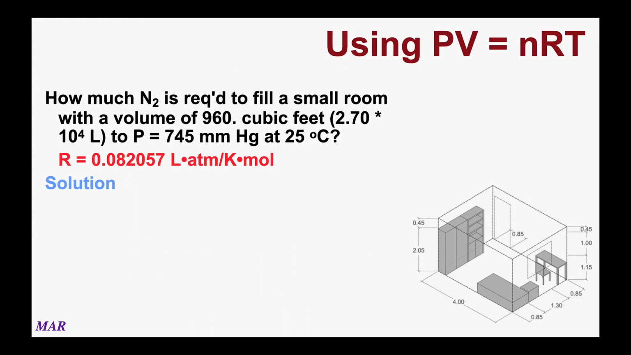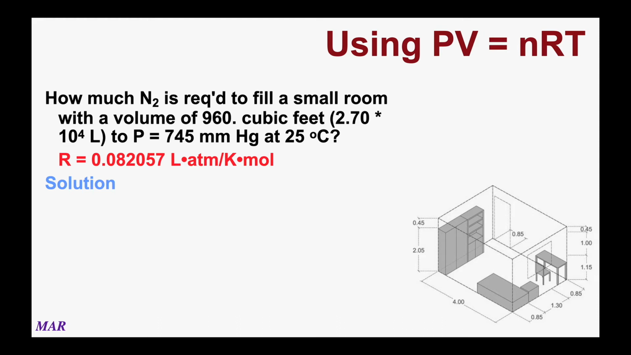This is a kind of problem where the ideal gas law can be really useful. Let's say that we wanted to fill a small room with nitrogen gas, all right? And the small room is 960 cubic feet. Excuse me, but that's a real ugly unit. So I converted it for you there. 960 cubic feet equals 2.70 times 10 to the 4th liters. And we want to fill the room up to a pressure of 745 millimeters of mercury at 25 degrees Celsius. And again, the question is, how much nitrogen do we need?